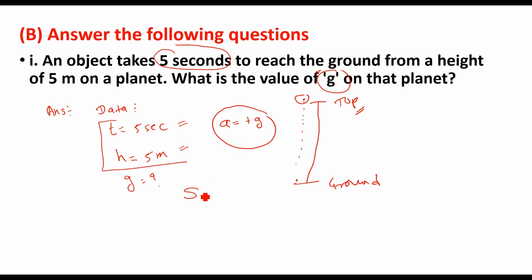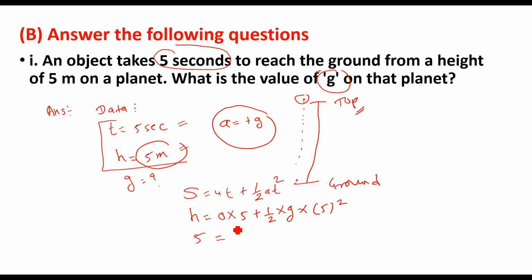And what will I use? I will use s is equal to ut plus 1 by 2 at square. What is the s value? s is nothing but the height. u is the initial velocity. Initially it is at rest, so u is equal to 0. t is equal to 5. a is nothing but the gravitational acceleration g, and for t we have 5 square. Here H is given as 5 meter, so we write H is equal to 5.